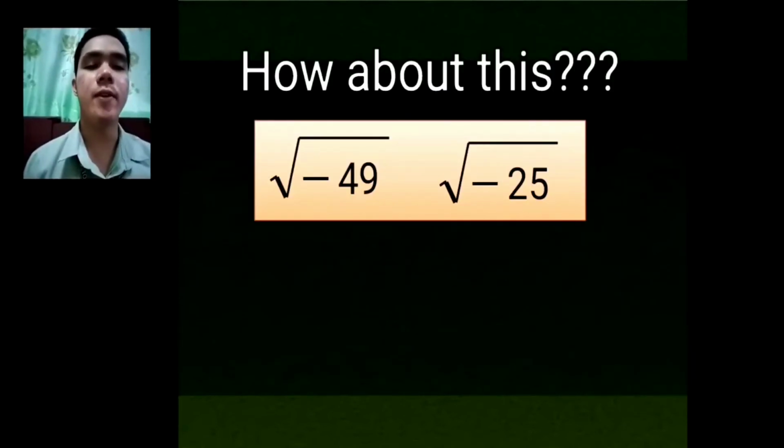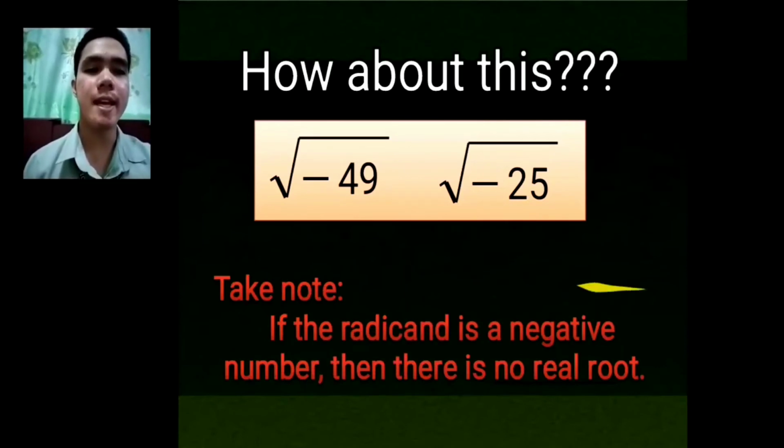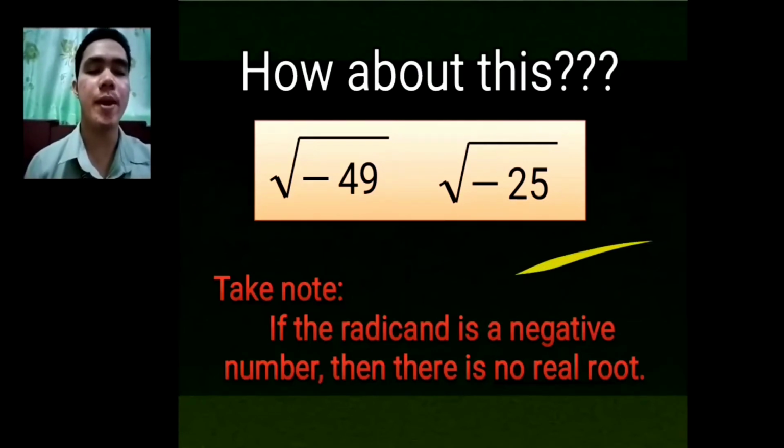So how about this? The square root of negative 49 and the square root of negative 25. As you can see, the sign of our radicands is negative. Take note that if the radicand is negative, then there is no real root. We are unable to find the square root of that, because the radicand is negative. There is no real square root of that number.